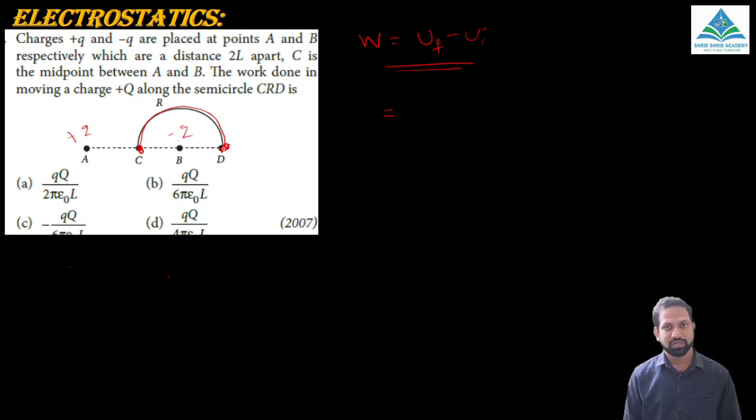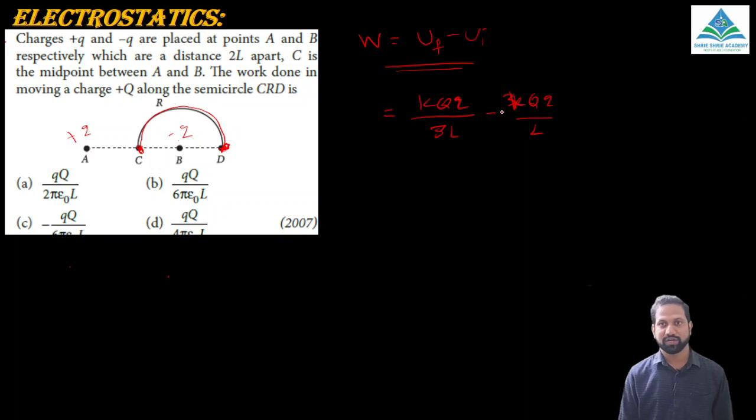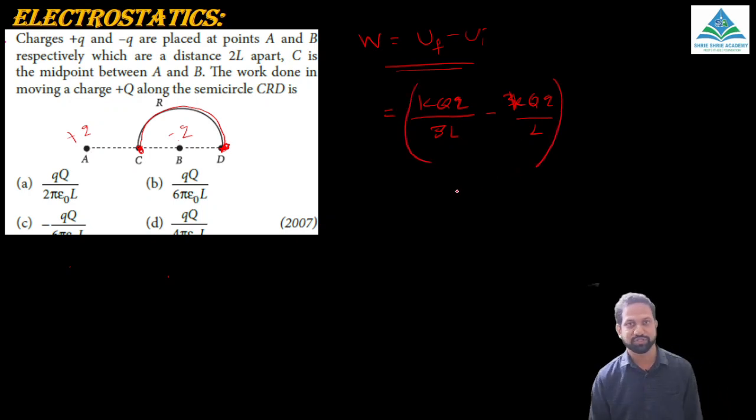From A to D the distance is 3L, because A to B is 2L and B to D is L. So the final potential energy is the potential energy due to the A charge plus that due to the B charge. So K capital Q small q by 3L, this is due to the A charge. Next, minus K capital Q small q by L. Why am I taking minus here? Because the B charge is negative. So this total is the final potential energy.